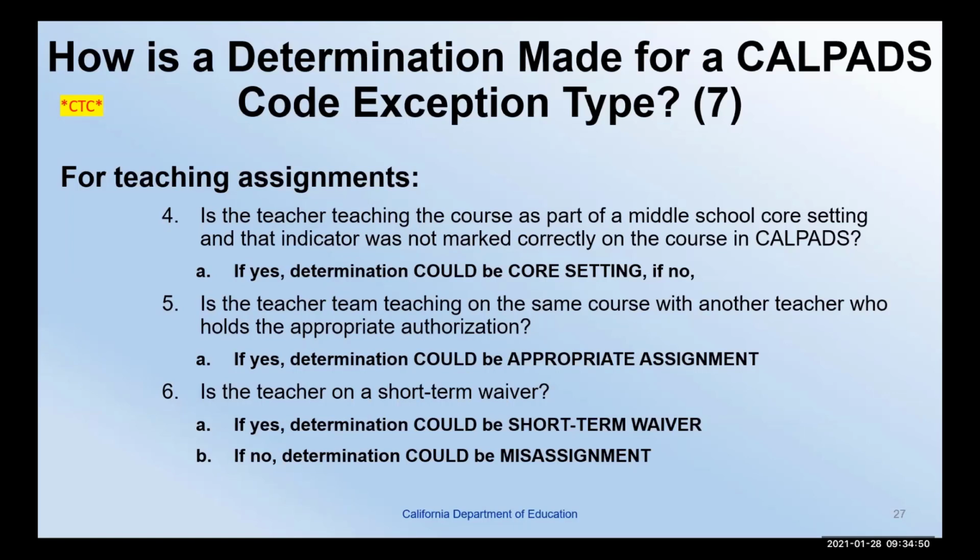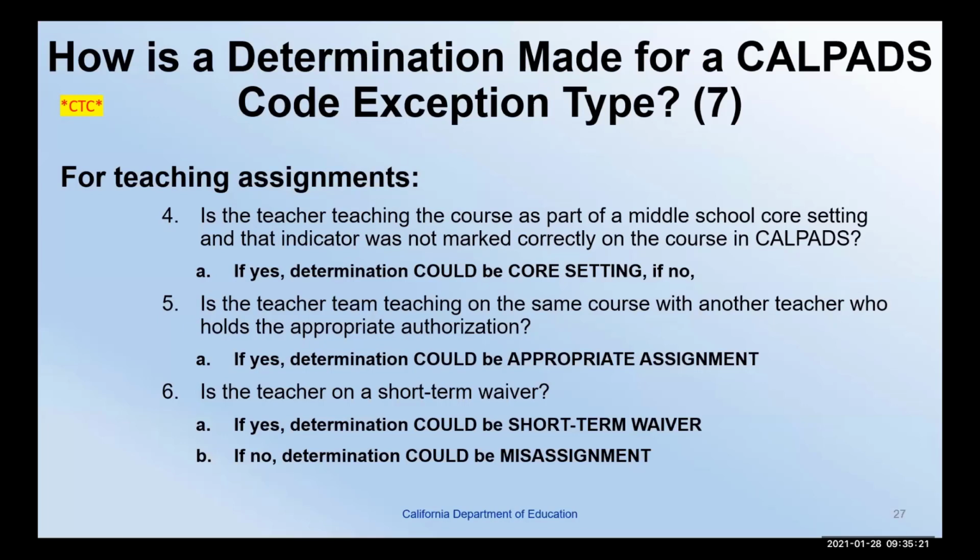If the teacher was in a core setting, it could be a core determination, if the teacher's team teaching on the same course with another teacher who holds the appropriate authorization. And this one's really interesting. We just kind of found out about this one through monitoring. So basically, team teaching means they're in the same classroom and one teacher is in there but not providing the instruction for the assignment. It could be an appropriate assignment. Brandy, do you want to expand on that, or do you think I actually covered that? Sure, I can cover it.